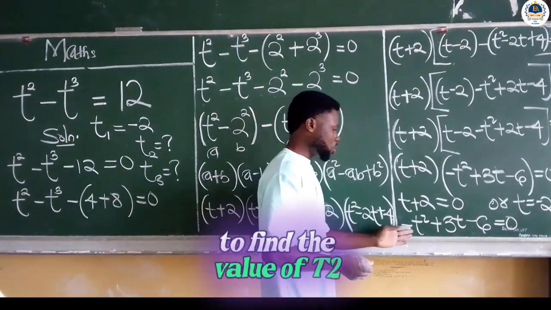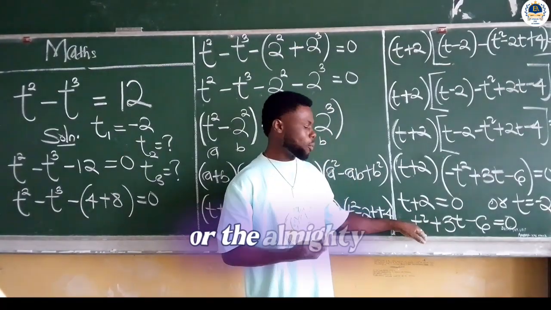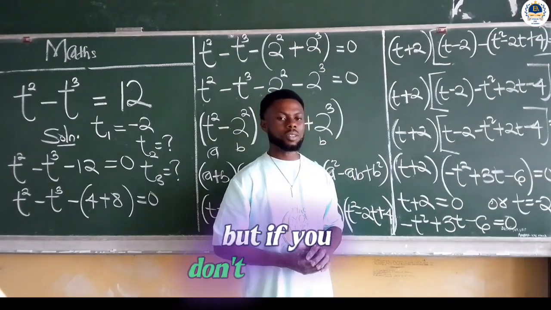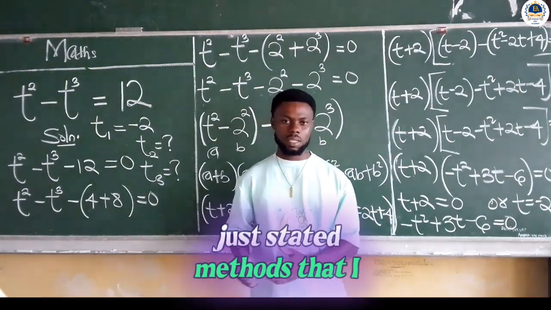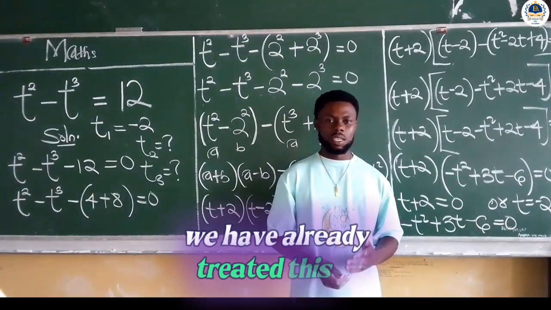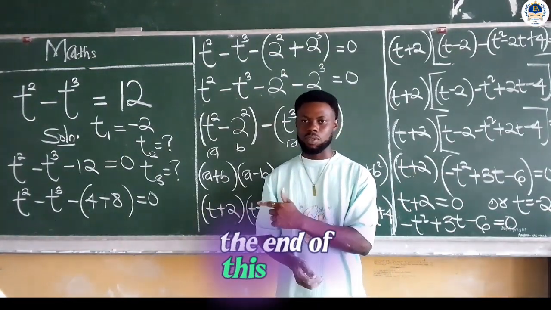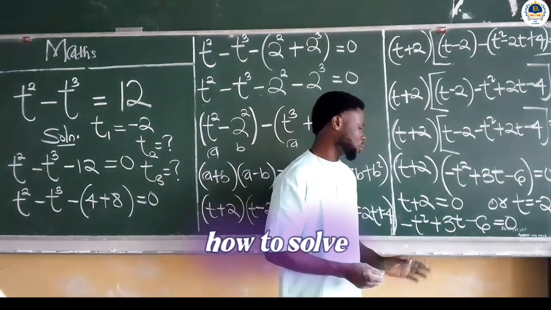Let me show you how to do this as it was stated. To find the value of t2, we can use the completing the square method or the almighty formula to solve this quadratic. But if you don't know how to solve this using those 2 methods that I just stated, we have already treated this in our previous tutorials. So the video will be at the end of this video. Just click, go back to the equation and watch how to solve the quadratic equation using completing the square method and almighty formula.